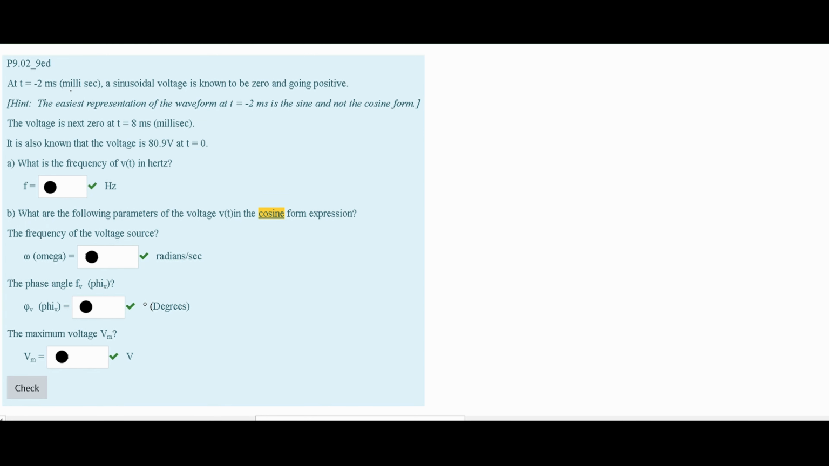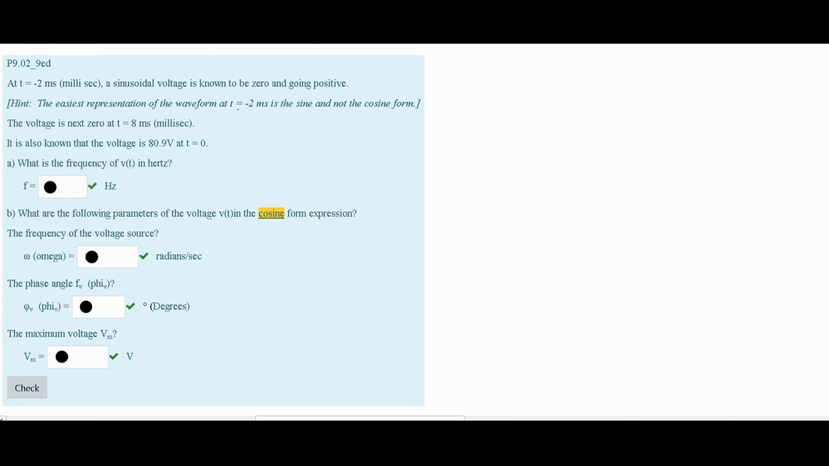In this problem, we are told that at t equals negative 2 milliseconds, our sinusoidal voltage is 0 and going positive. We are also given a hint to represent our waveform in sine and not cosine form, because it is easier for this circumstance. The voltage is next 0 at t equals 8 milliseconds, and it is 80.9 volts at t equals 0.